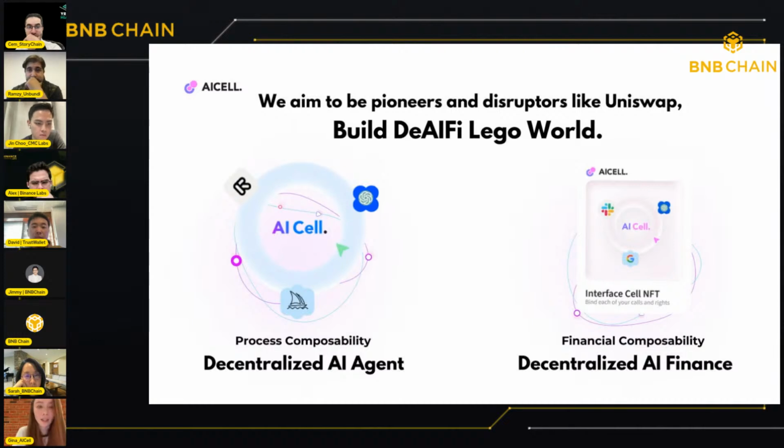The second one is financial composability. On the AICell platform, each AI service can be encapsulated into an NFT. That means AI service providers can not only sell the services on our platform, but also engage in broader financial activities through the NFT market. We can call this decentralized AI finance. We aim to be pioneers and directors like Uniswap to build the AI-fi Lego world.